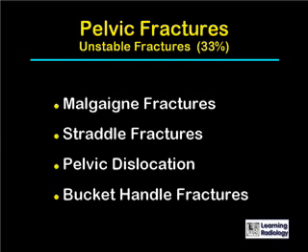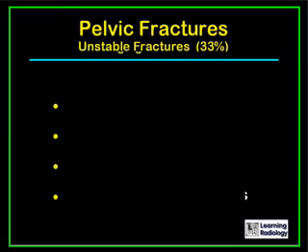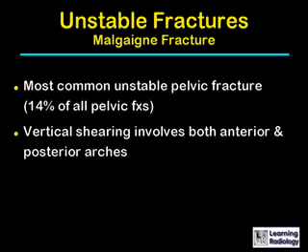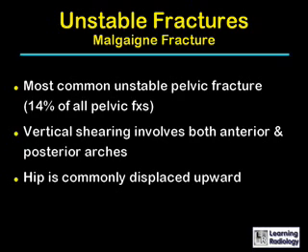Unstable fractures represent about 1/3 of all pelvic fractures. They include the Malgaigne fracture, straddle fractures, pelvic dislocation or sprung pelvis, and a bucket handle fracture. A Malgaigne fracture is the most common unstable pelvic fracture, about 14% of all pelvic fractures. It is a vertical shearing fracture that involves both the anterior and the posterior arches.